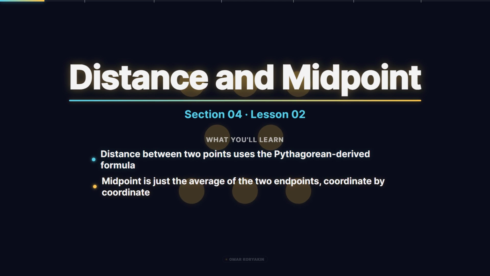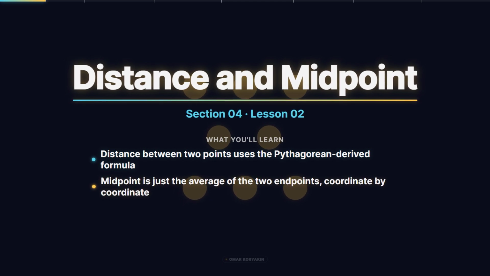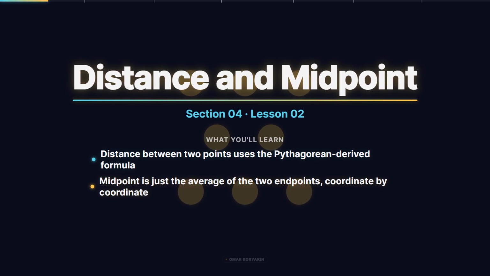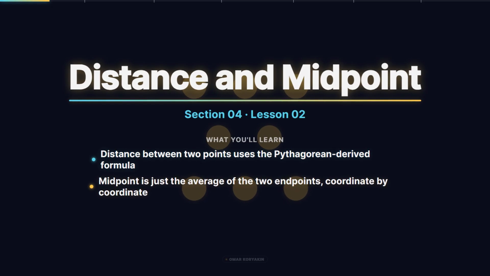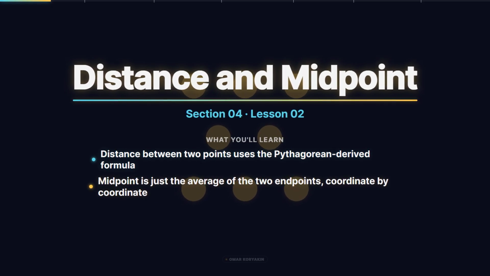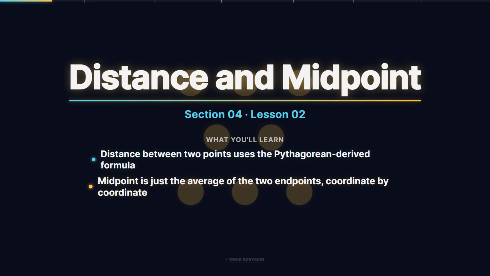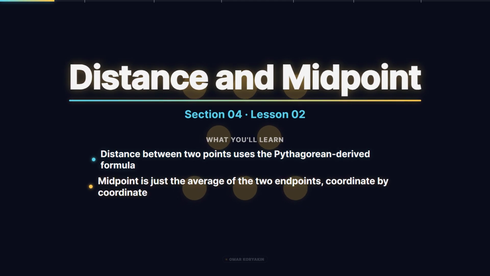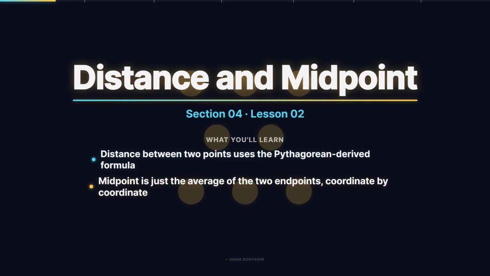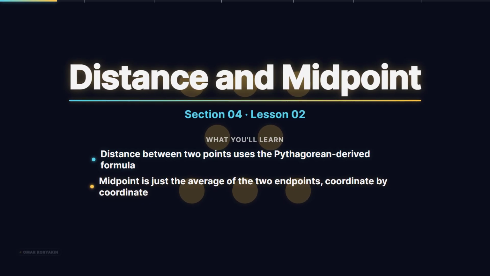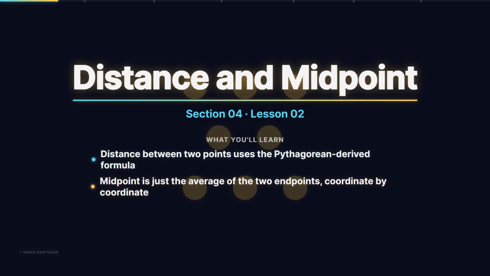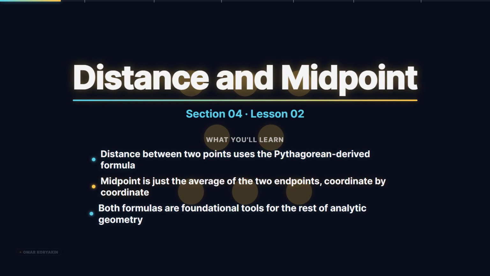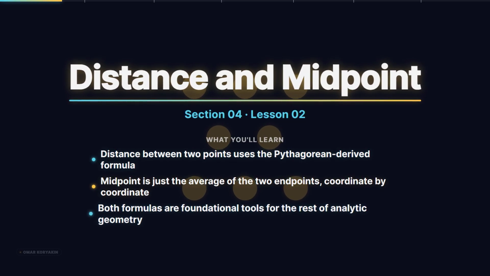Second idea, the midpoint of the segment connecting 2 points x1, y1 and x2, y2 is the point whose coordinates are the averages of the two endpoints' coordinates: x1 plus x2 over 2 and y1 plus y2 over 2. The midpoint formula is just two arithmetic averages, one for the x-coordinate and one for the y-coordinate. The formula is structurally simpler than the distance formula because no squares or square roots are involved, and it has the natural interpretation that the midpoint sits exactly halfway between the two endpoints in both dimensions independently.